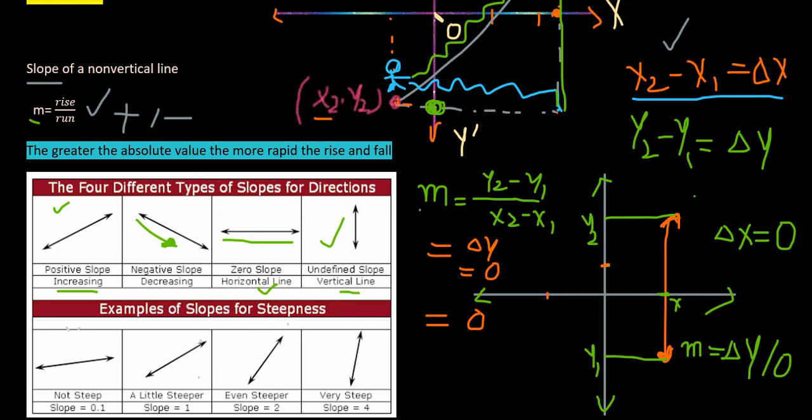Example of slopes of different steepness. In slope we get two properties: the direction of a moving object and the steepness of that object. And in the first figure we know that the slope is 0.1. The greater the absolute value, the more rapid the rise and fall.